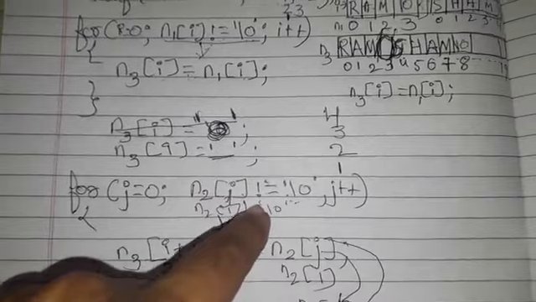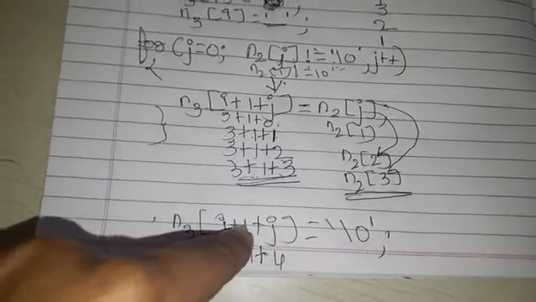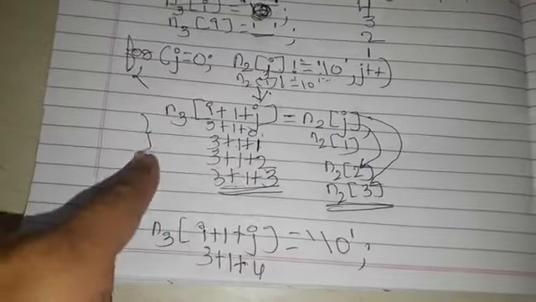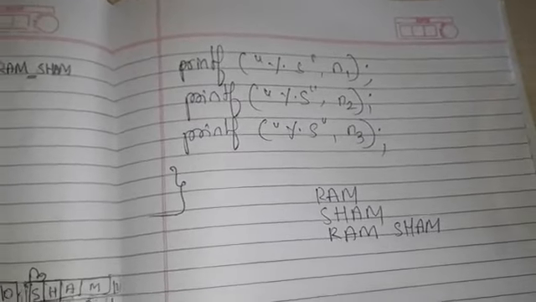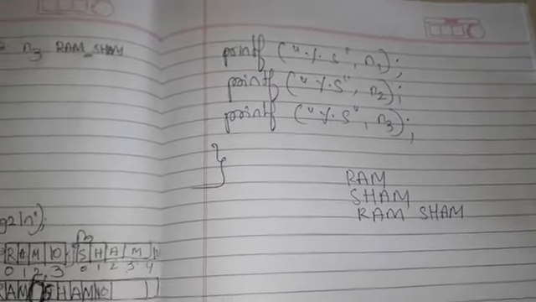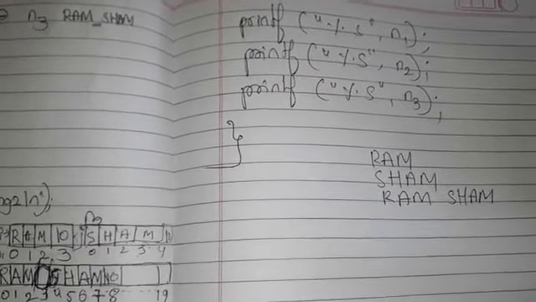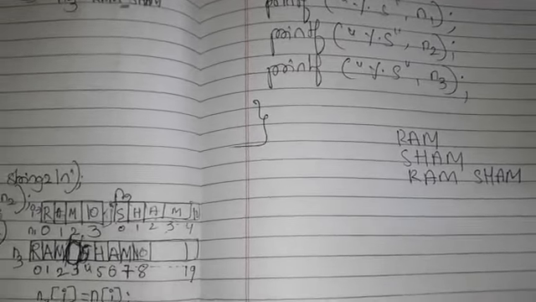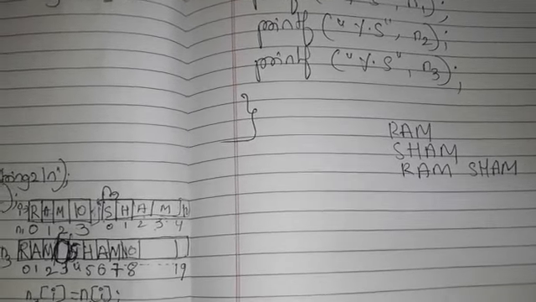Once this condition becomes false, I want to keep the null character. That's why I am taking N3 of i plus 1 plus j equal to the null character after completing the brace. At the end, I will be printing the strings N1, N2 and N3. I hope all of you have understood string concatenation. In the next video, I will explain string comparison and string copy operation.